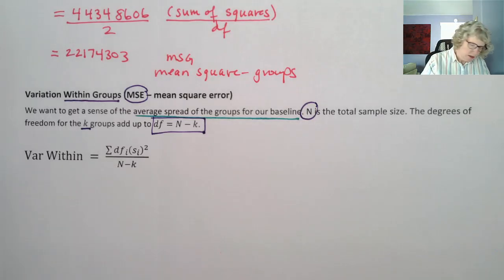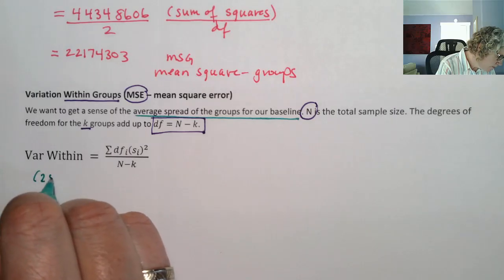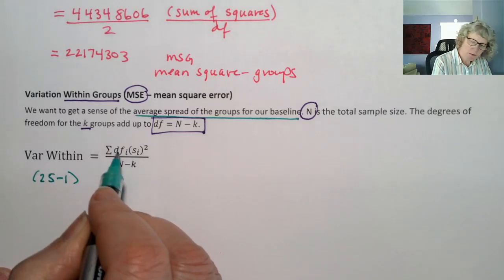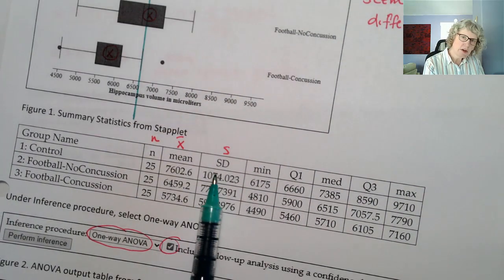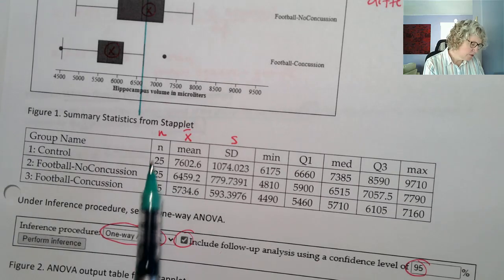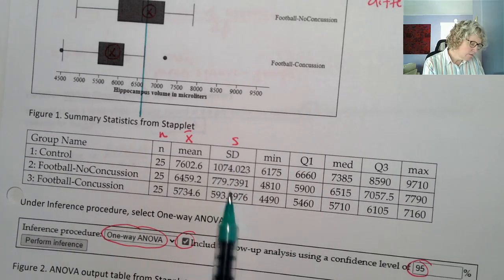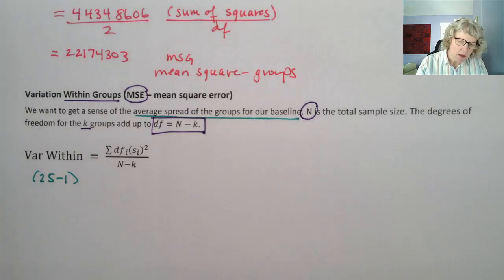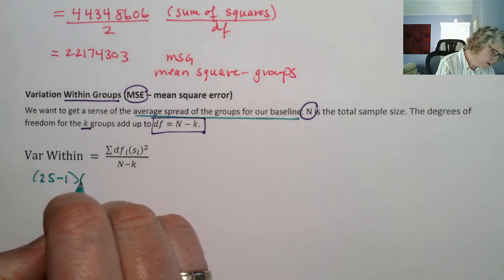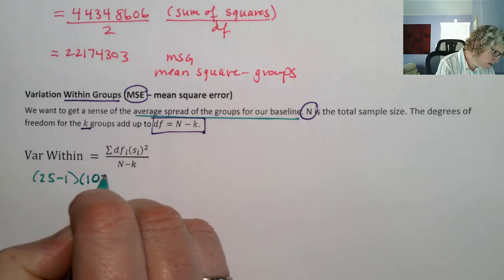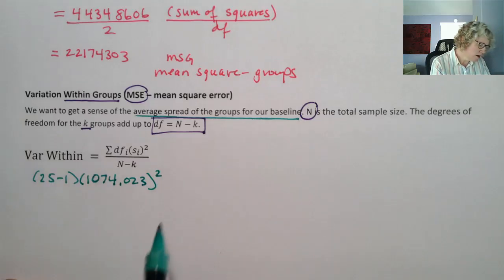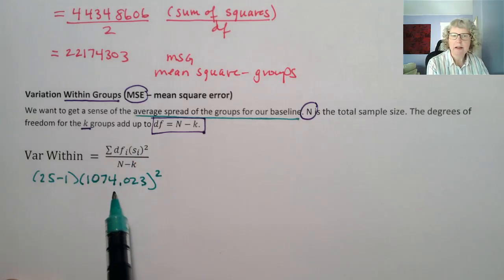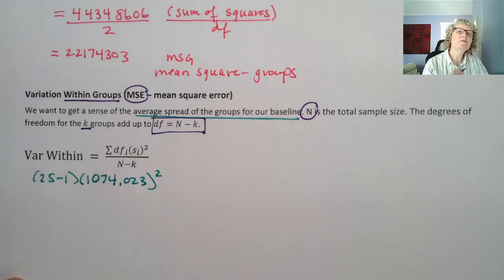Okay, so let's go ahead and do this. So we have 25 minus 1 is our first degrees of freedom, or I could have just written 24. And now we're going to use our S's, right? So we're using our N's for degrees of freedom. We're using our S values here. Okay, so then my first group is 1074.023 squared.